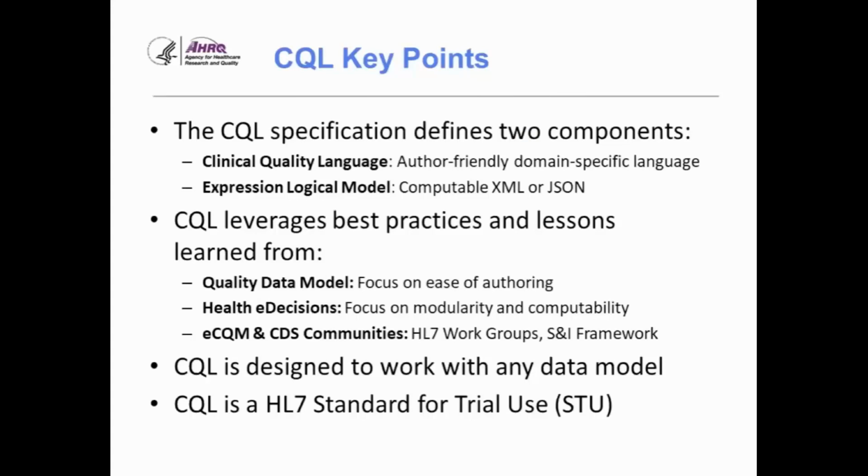The second component of CQL is what we call the Expression Logical Model, or ELM. What that is, is a representation of that same logic, but represented in a more computer-friendly format. So it's represented using XML or a standard called JSON. We have tooling available that can take that very author-friendly language and translate it into that language that the computers would be able to process more easily, and that's called ELM. The CDS authoring tool actually produces both the author-friendly CQL language and the expression logical model language for processing.